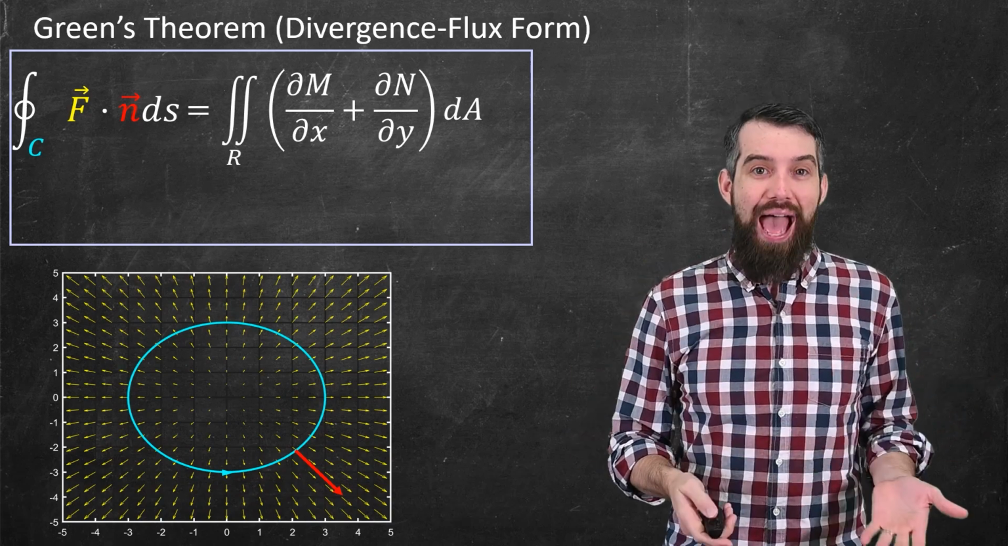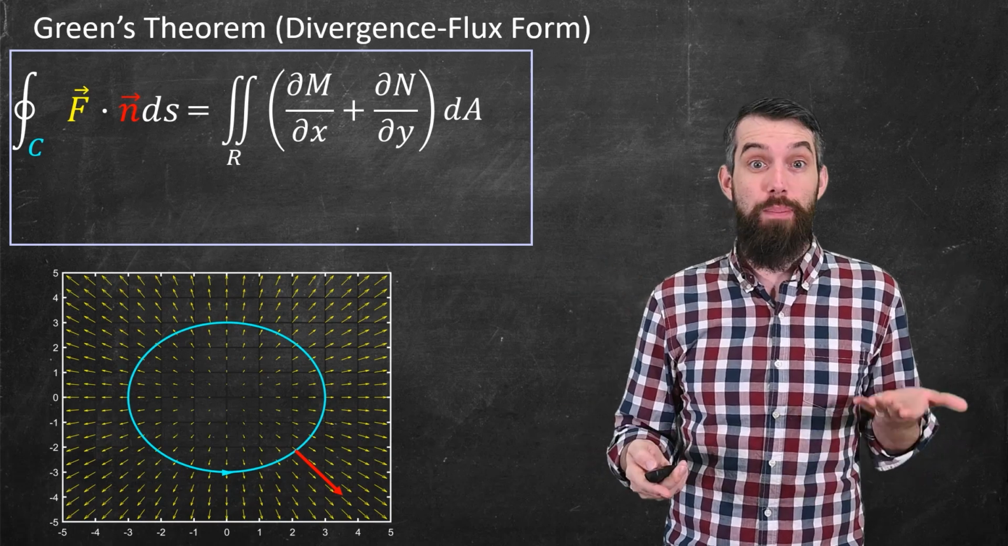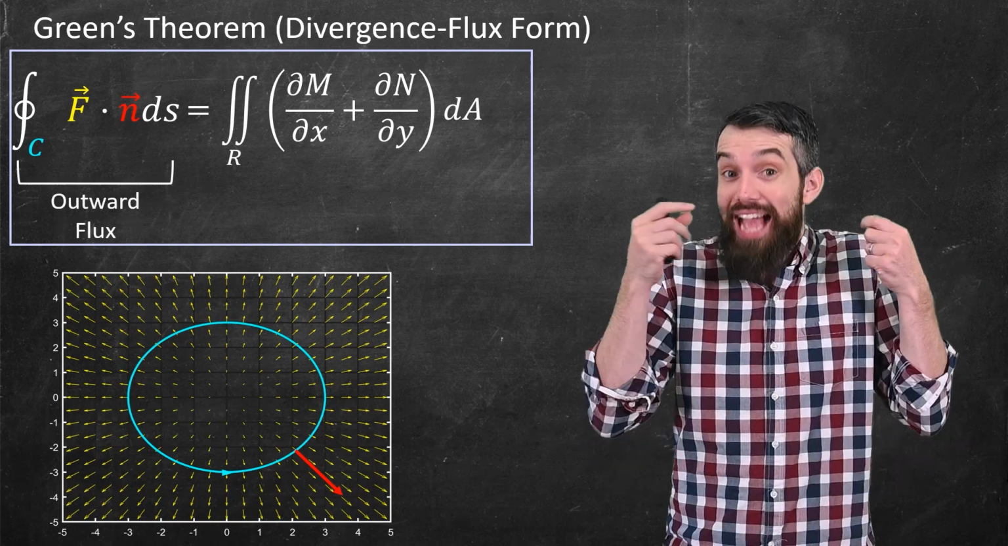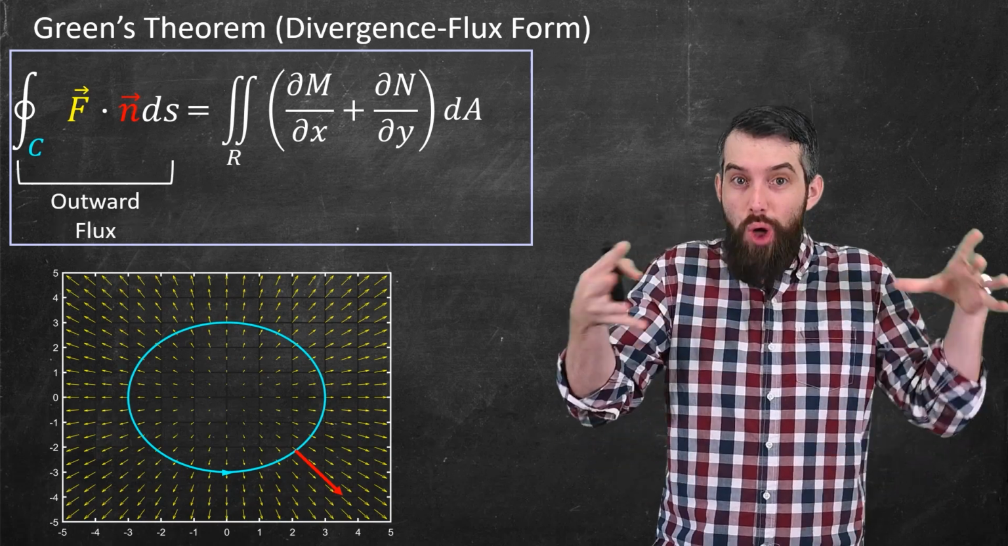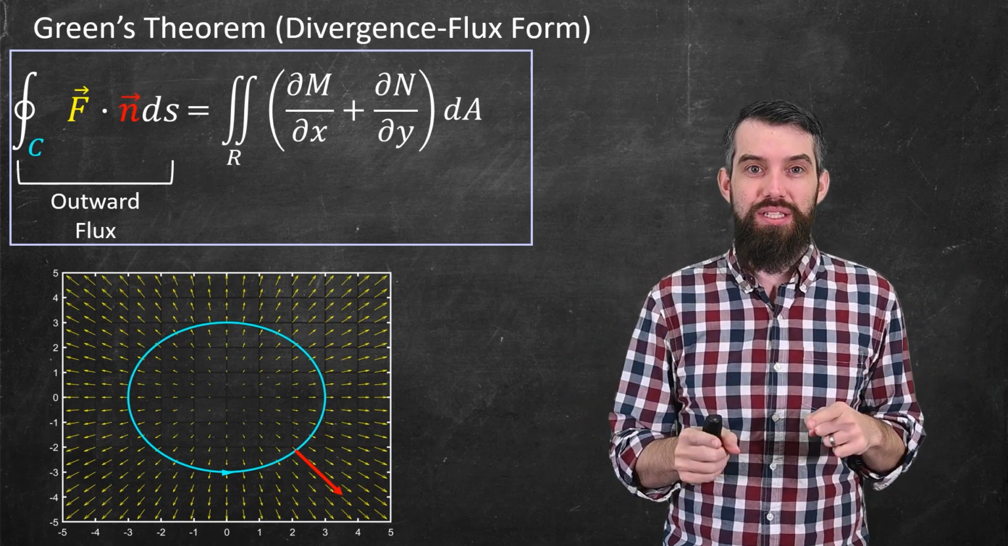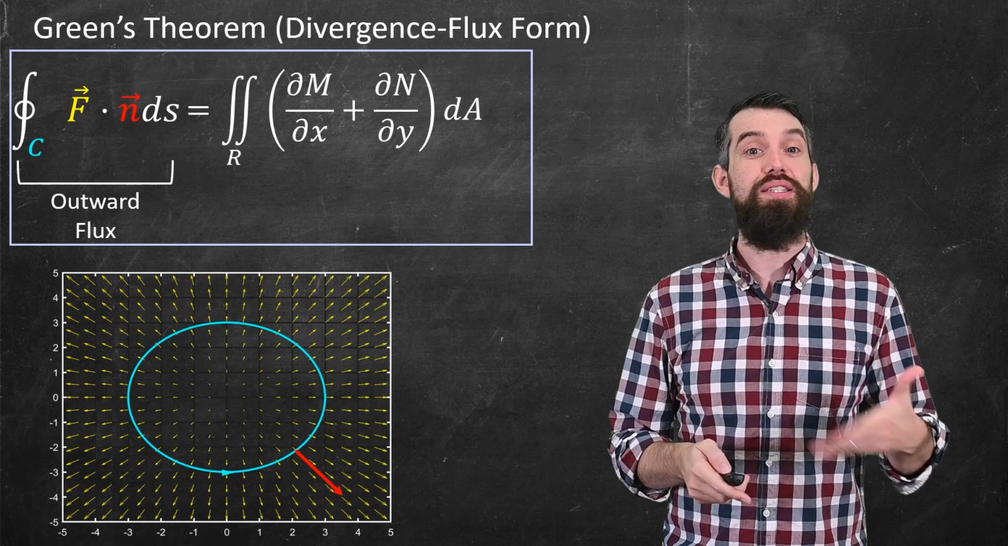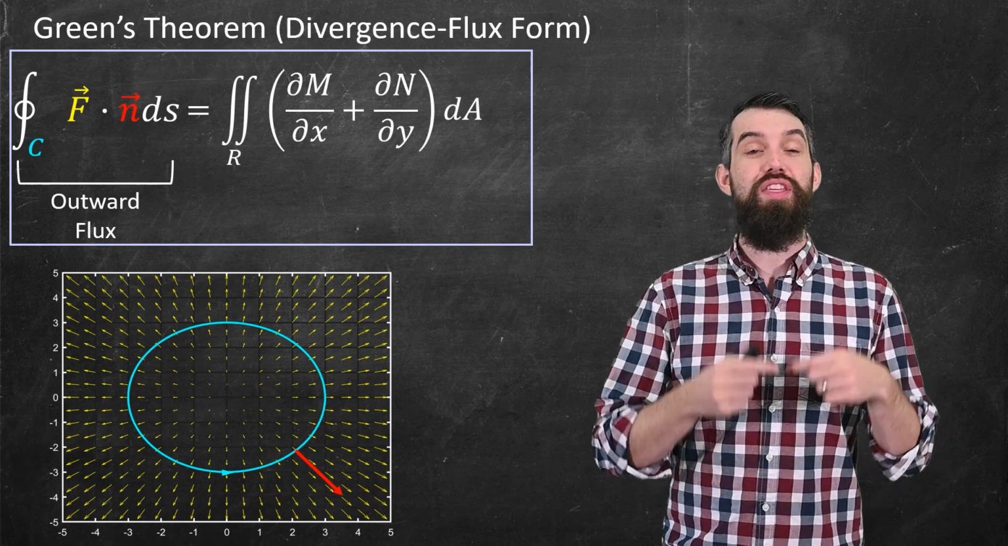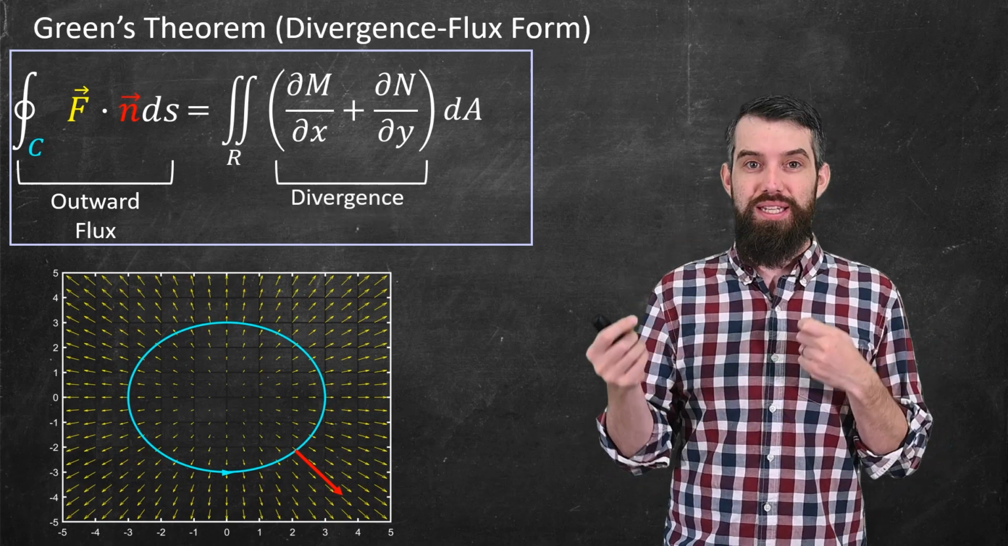And so what we have is this comparison between the boundary, in other words, I'm asking the outward flux across this boundary curve. And then what Green's theorem does is it relates this to a double integral over the entire region of the divergence, or of the flux density.